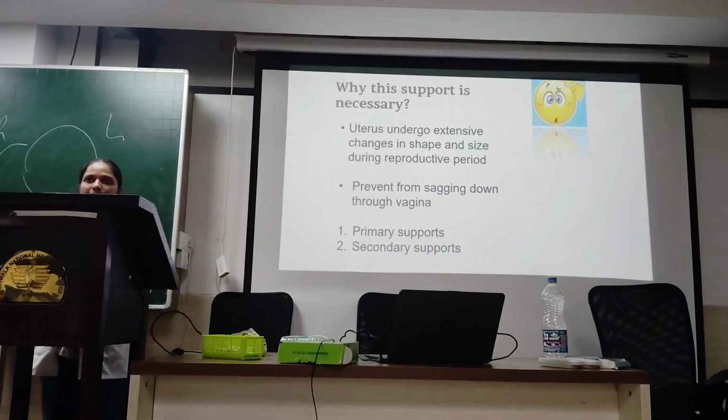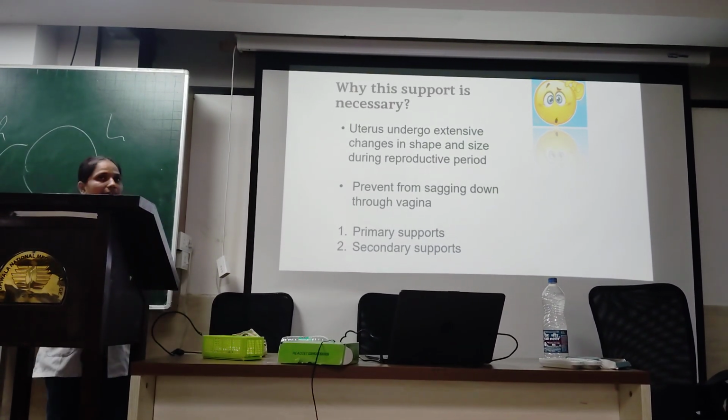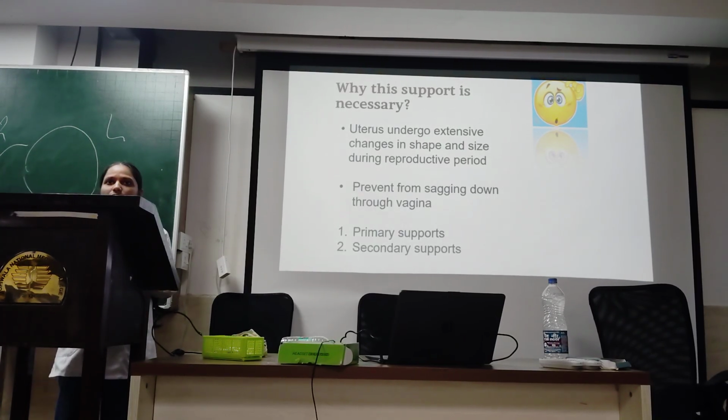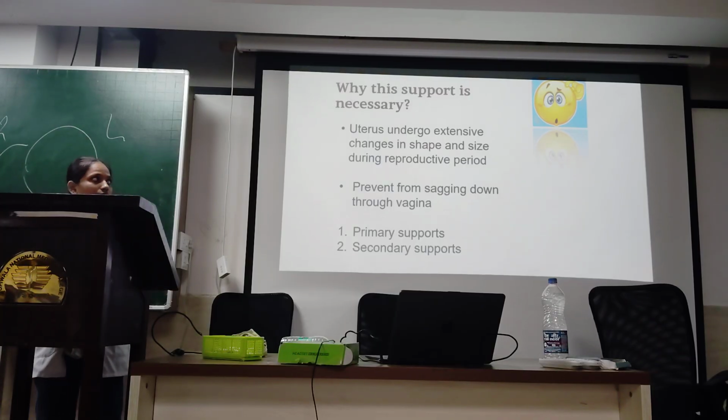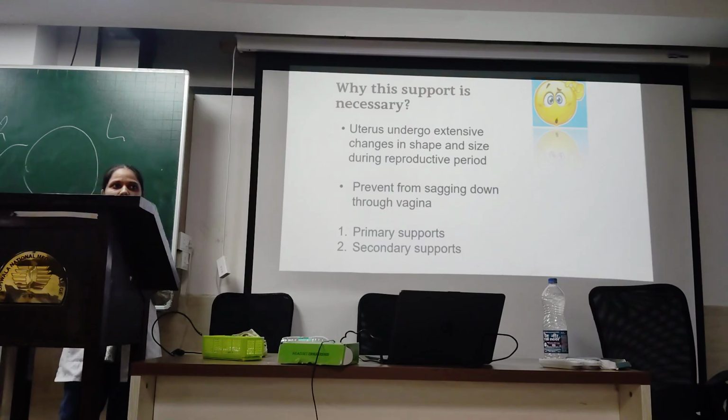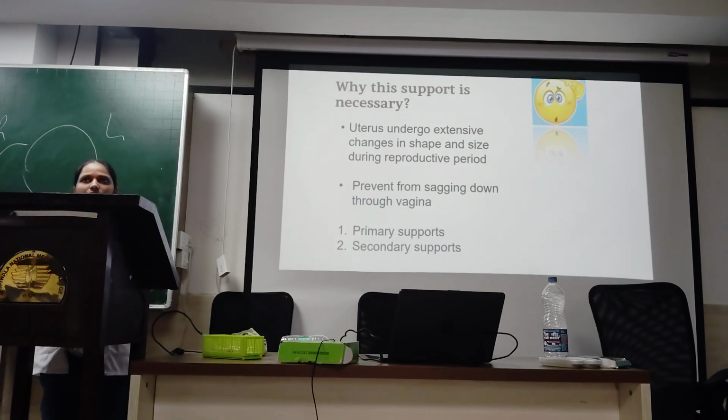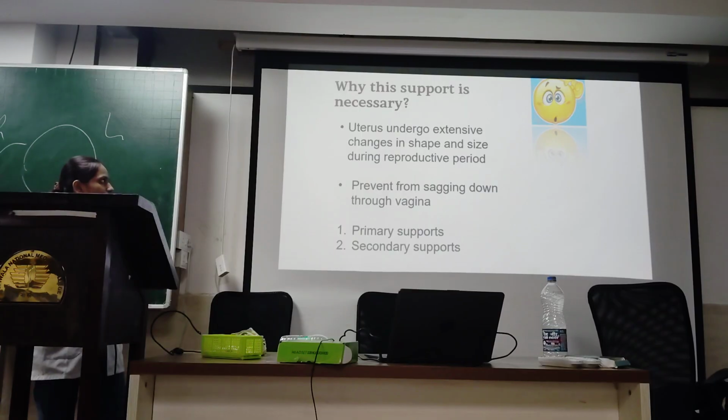It is interesting to know why this support is necessary, as the uterus undergoes extensive changes during the reproductive period, especially during pregnancy and menstruation. Because of these changes, the uterus needs some support, and that support is provided by musculature structures and some ligaments. That support prevents the uterus from sagging. The supports are of two types, the primary support and the secondary support.